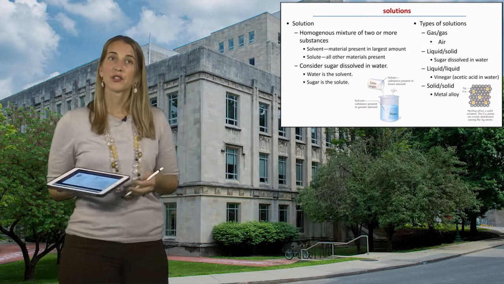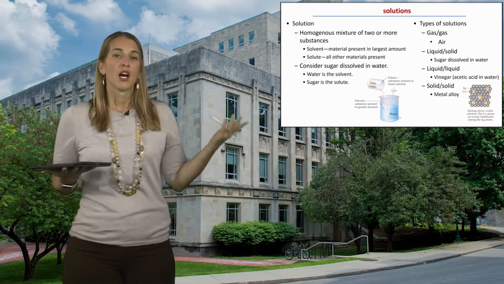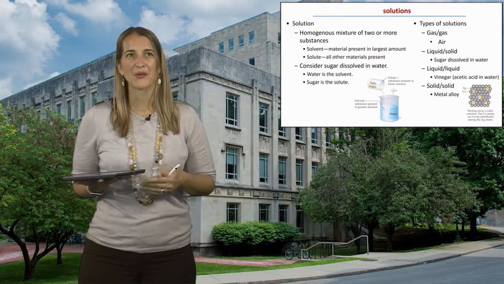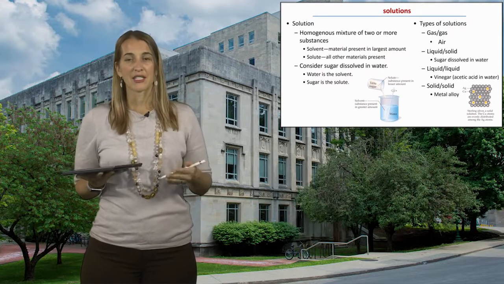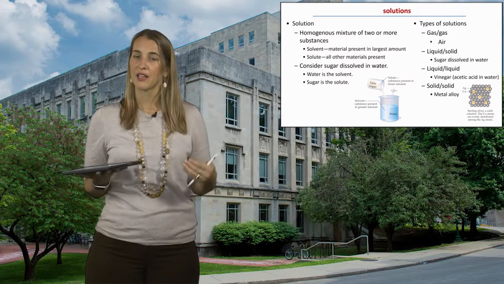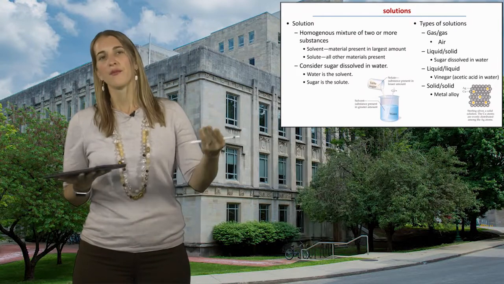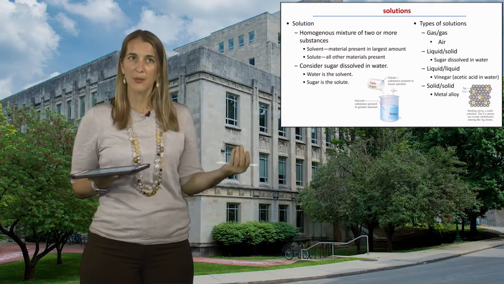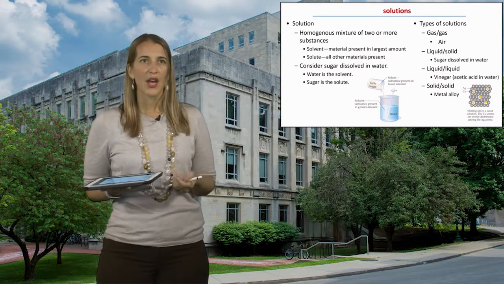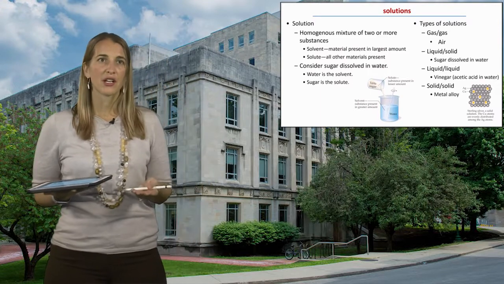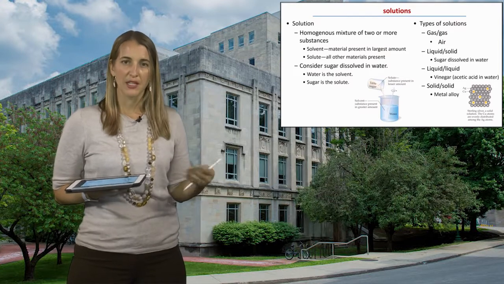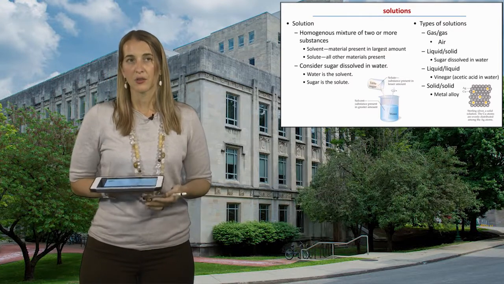Let's talk a little bit about solutions and some definitions here. A solution is a homogeneous mixture, which comes back to that term from chapter 1, of two or more substances. Usually you'll have a solvent that's present in the largest amount and a solute. You could have one solute, you could have many solutes. Those are the things that are present in a smaller amount. The whole thing together makes up the solution. In the example here, some sugar dissolved in water, water is present in the greatest amount, so that's the solvent. The sugar would be the solute, and the whole thing is the solution.